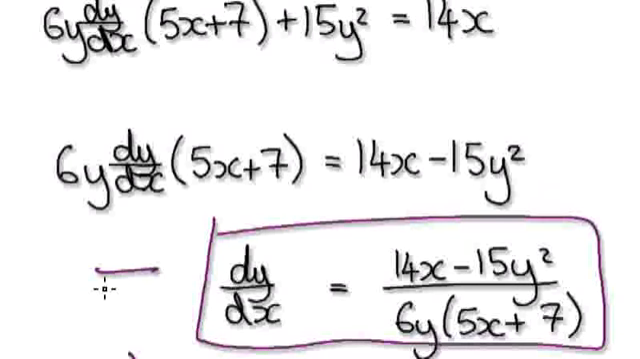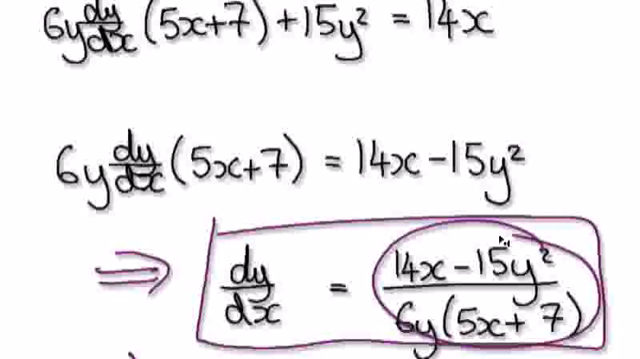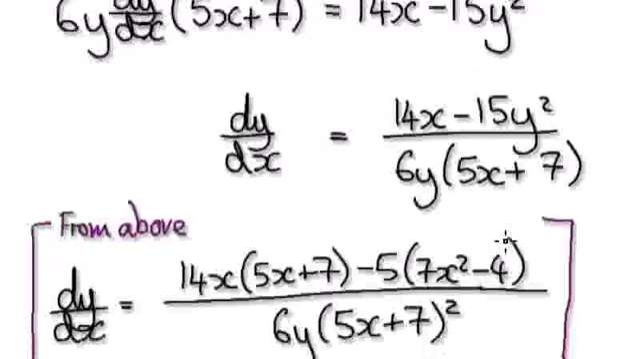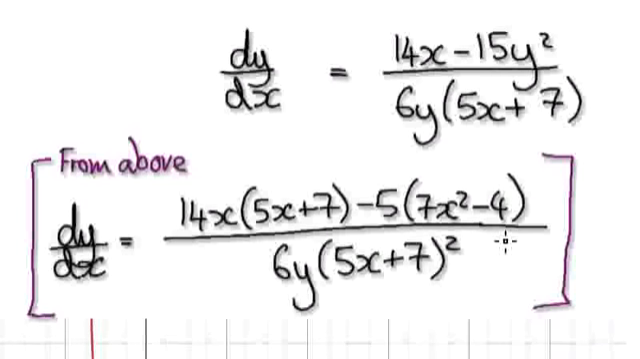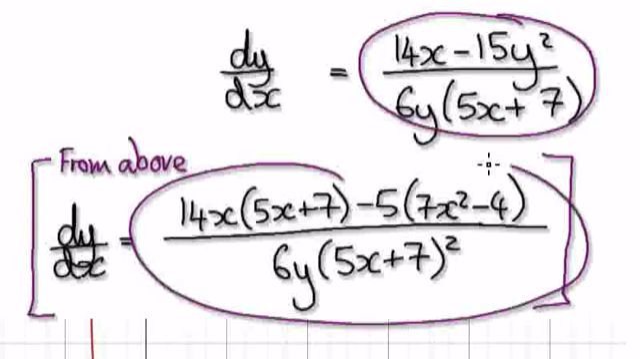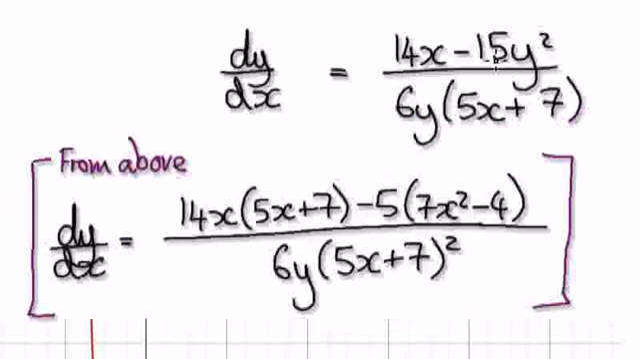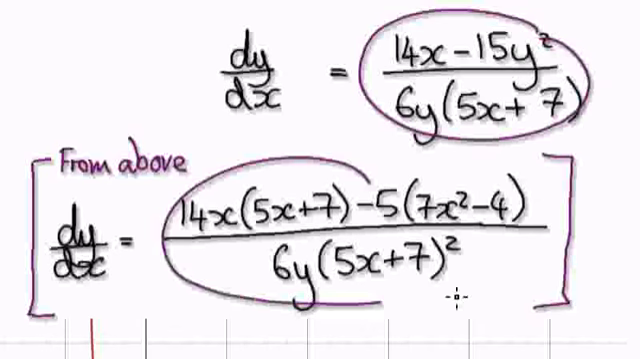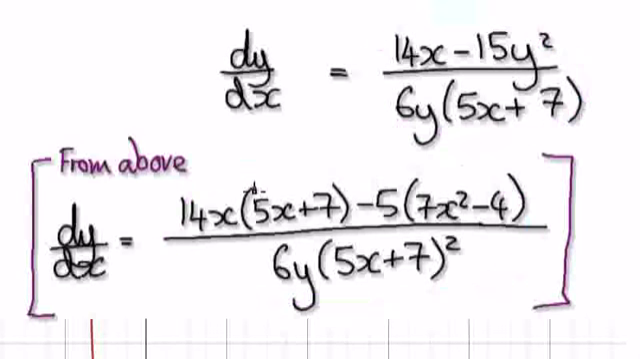So this method gives us dy by dx equals this thing here. The previous method gave us dy by dx equals this. In fact, these two are exactly the same. Okay, they're exactly the same.